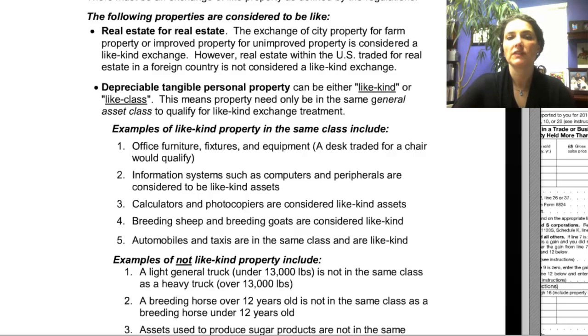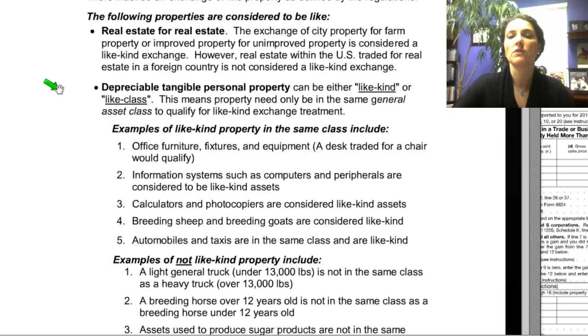There must be an exchange of like property as defined by the regulations, and the following properties are considered to be like kind. Real estate for real estate, that is the exchange of city property for farm property or improved property for unimproved property. Any of those are considered to be like kind in a like kind exchange. However, real estate within the United States traded for real estate in a foreign country is not considered to be a like kind exchange. Depreciable, tangible property can be either like kind or like class.